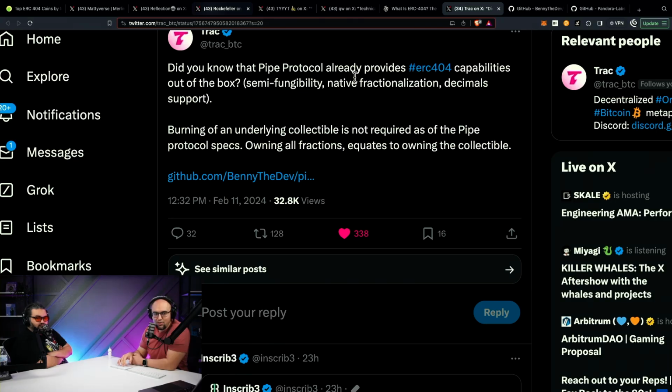Correct. Yeah, we saw Benny chime in. Oh, that's right. Yeah, with Pipe. That's another one. So let's just talk about Pipe here. It says, "Did you know that Pipe protocol already provides ERC-404 capabilities out of the box: semi-fungibility, native fractionalization, decimal support. Burning of the underlying collectible is not required as of the Pipe protocol specs. Owning all fractions equates to owning the collectible."